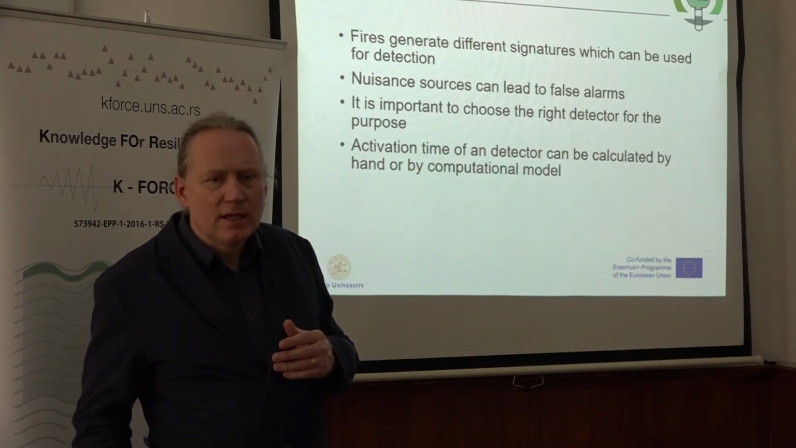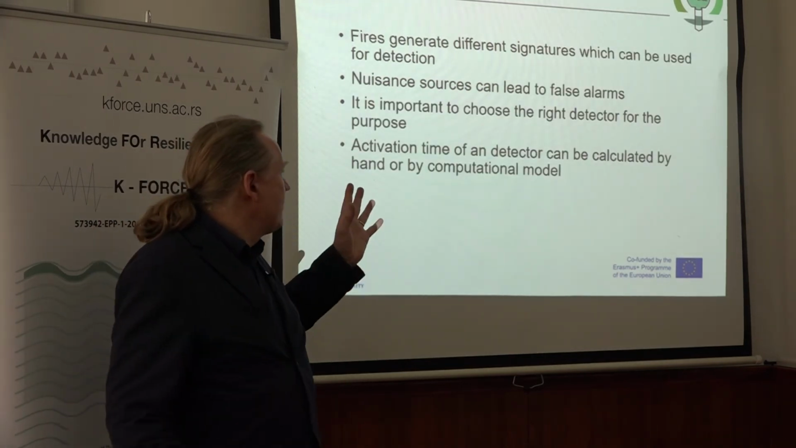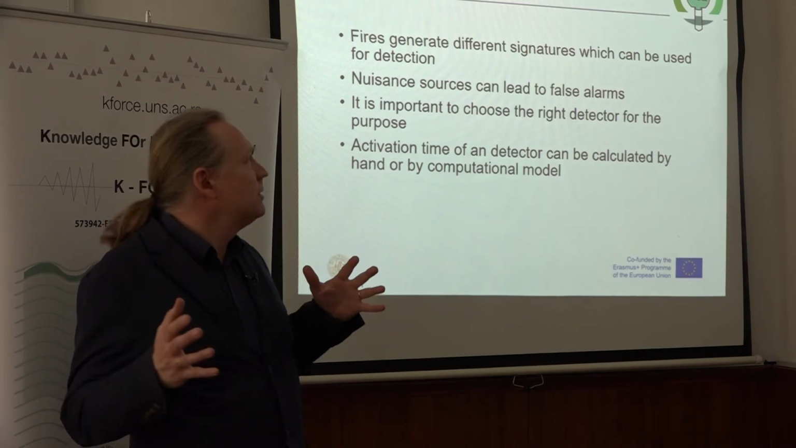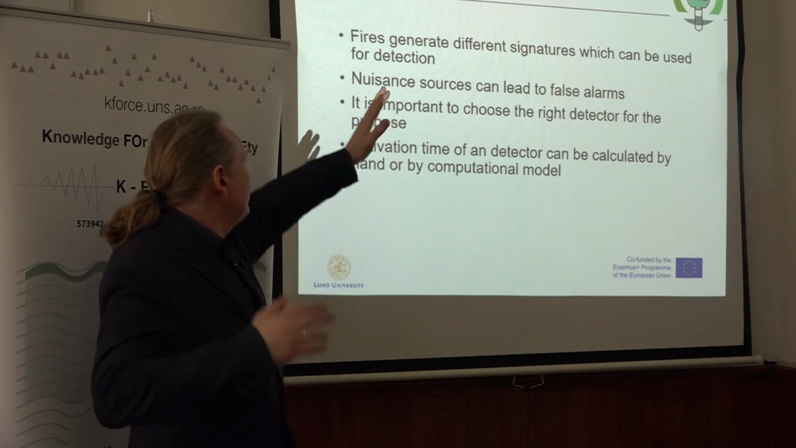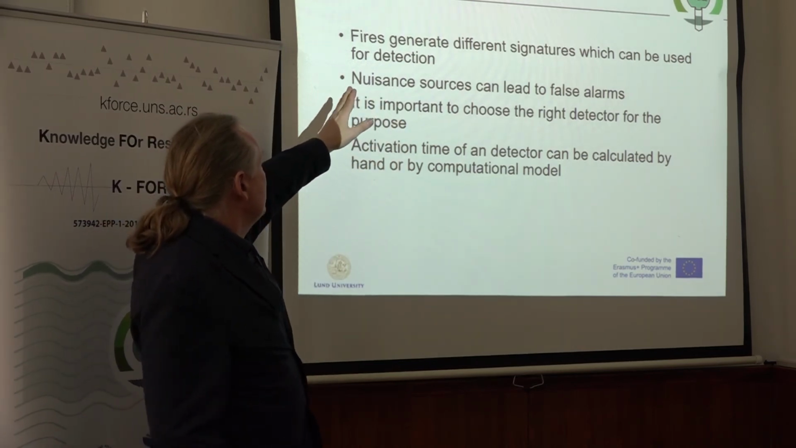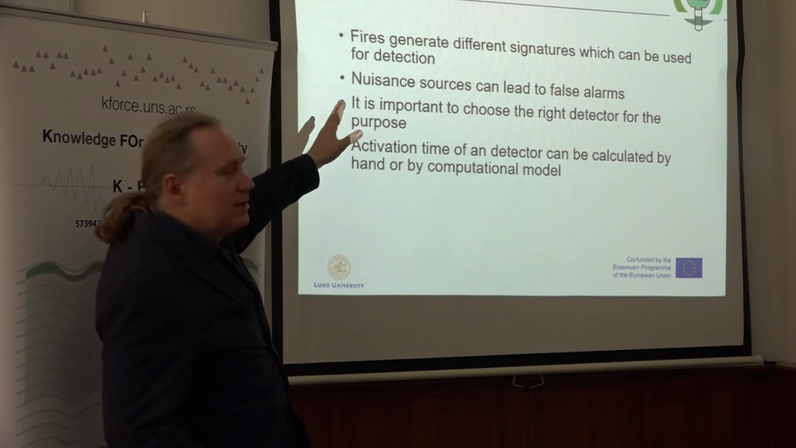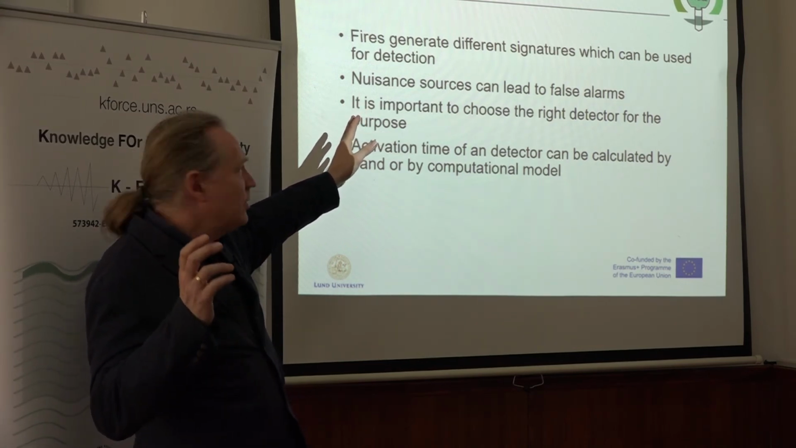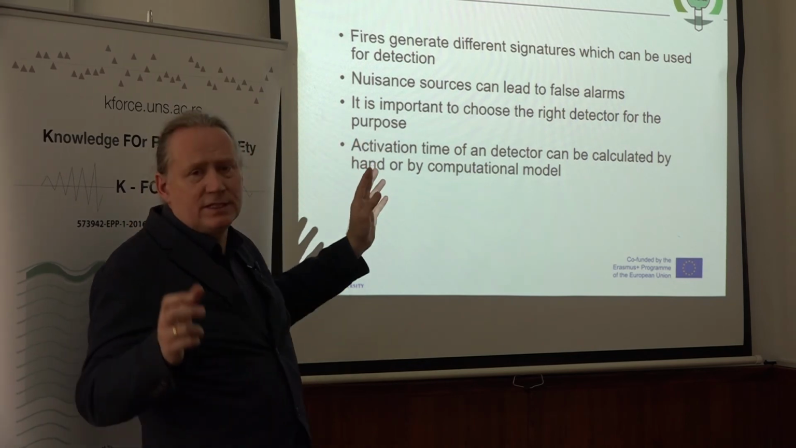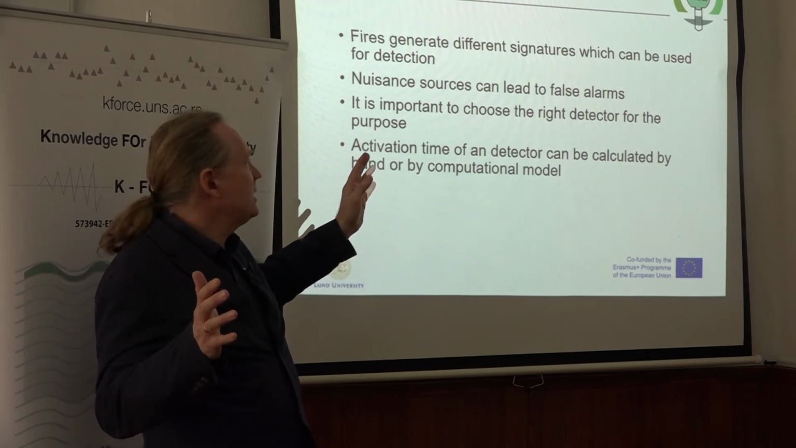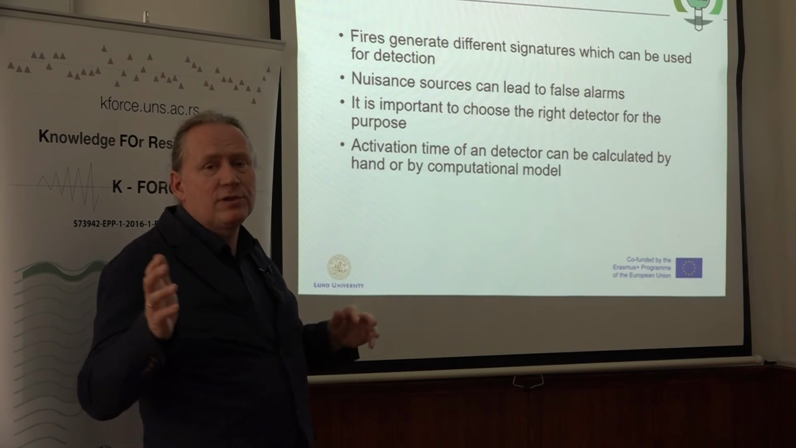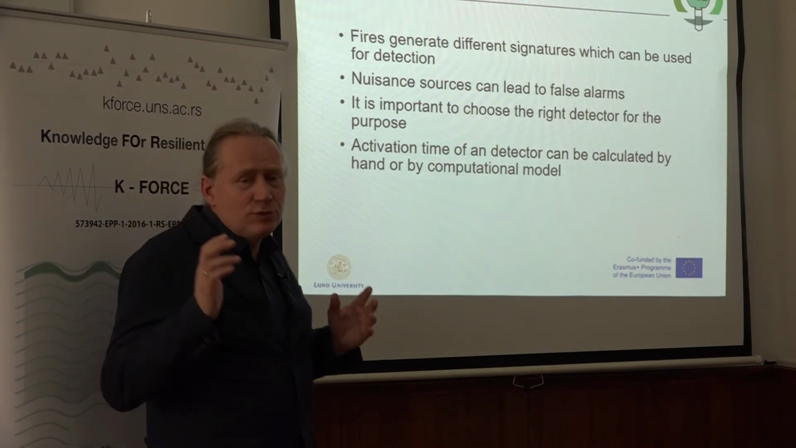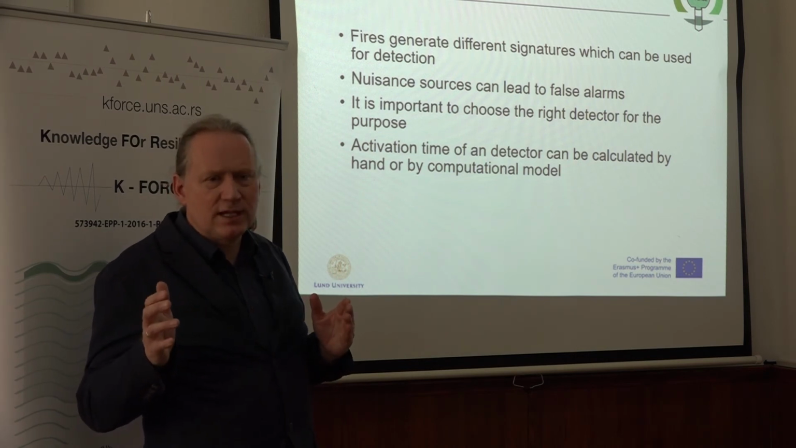So this was just a very short presentation, but I just want to sum up. Fires generate different signatures which can be used for detection. They generate smoke particles, and we can detect the smoke particles or aerosols. We can detect the heat, which I didn't go too much into, but we can also detect the radiation from the flame. Nuisance sources can lead to false alarms.